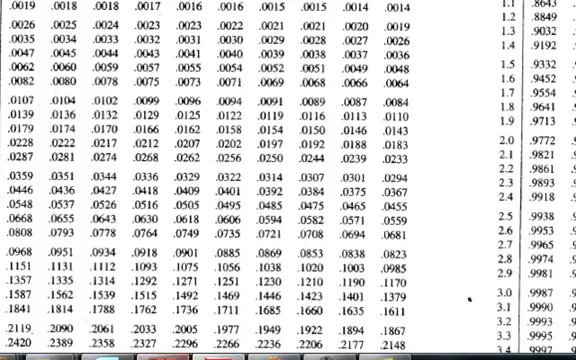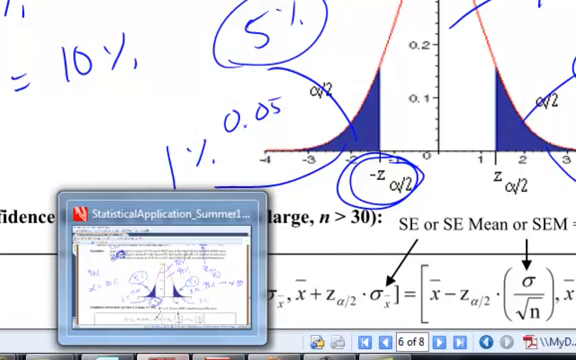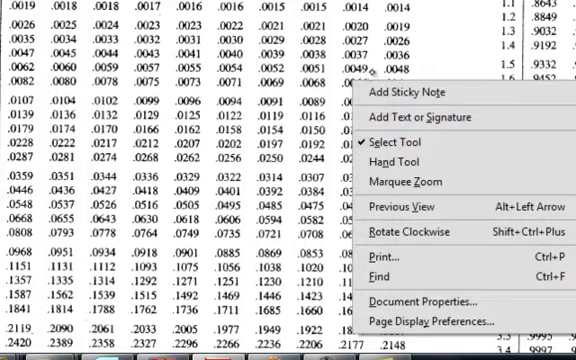Is that what I said on the slide? Why did I say 2.58? Where's 2.58? 2.58 leaves 0.005 in each tail. Do I have something wrong on here? Let me see.